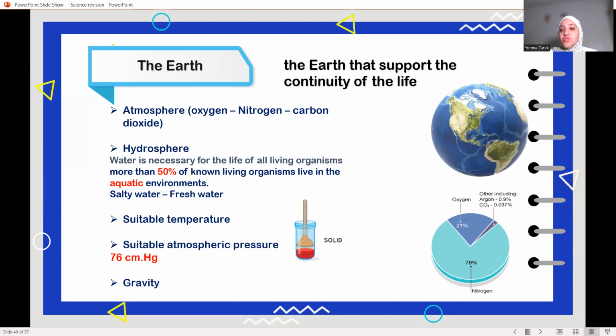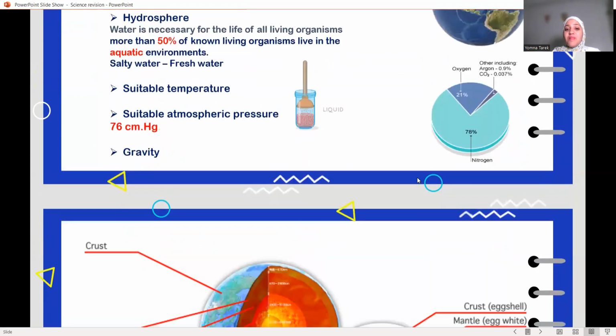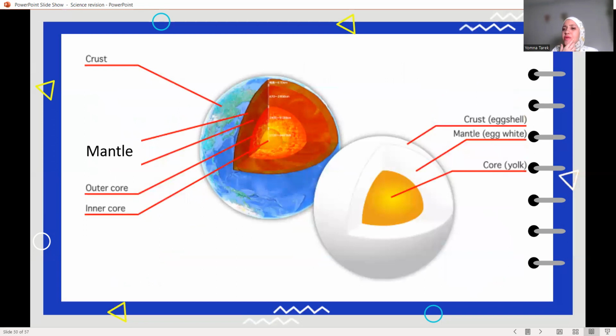This is atmospheric pressure. This is why the divers, when they are going under the sea or the ocean, feel like they have to wear a costume. And also the gravity. You know that some planets contain a very big amount of gravity, and on some planets you are floating, you are flying in them.